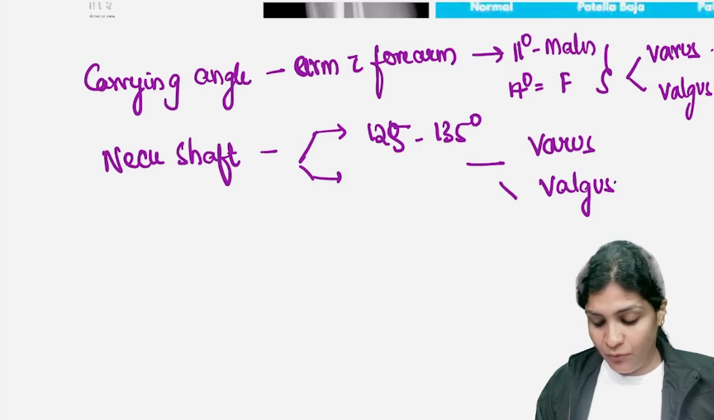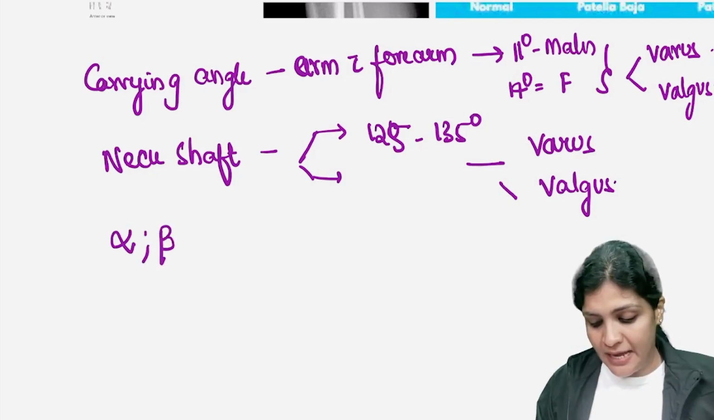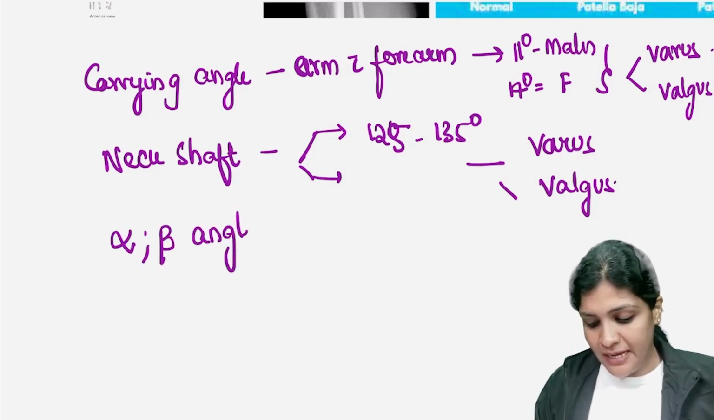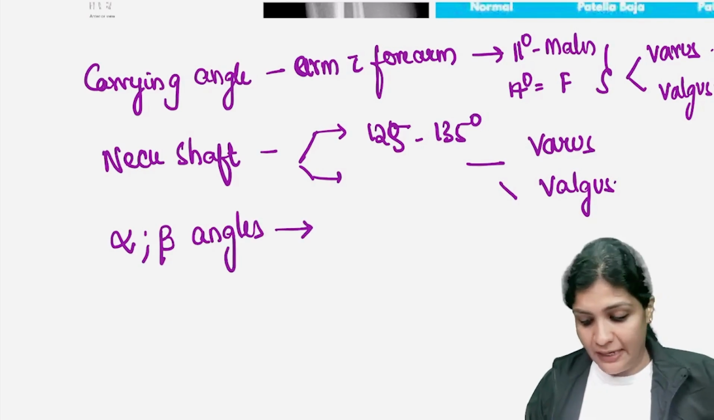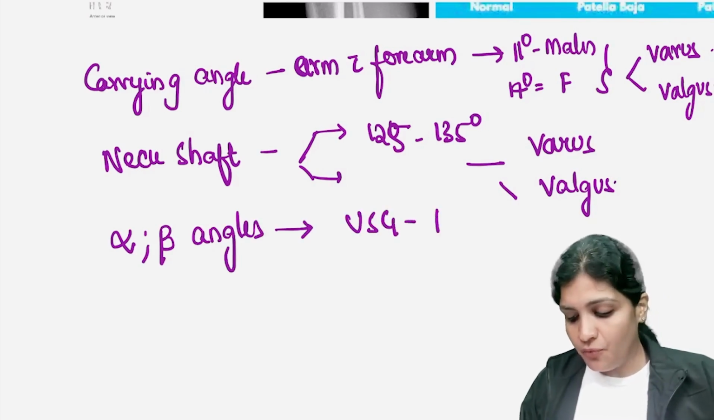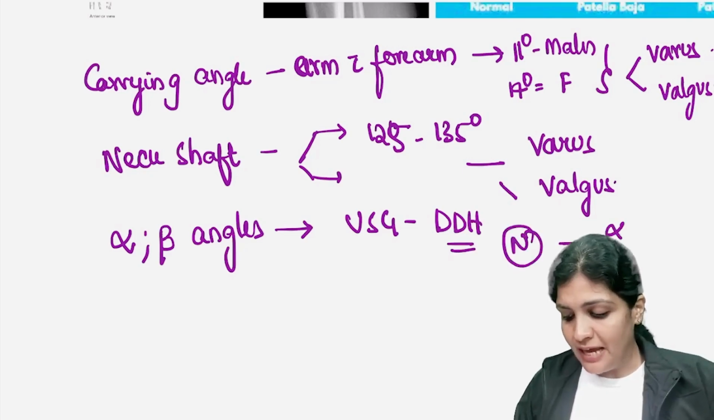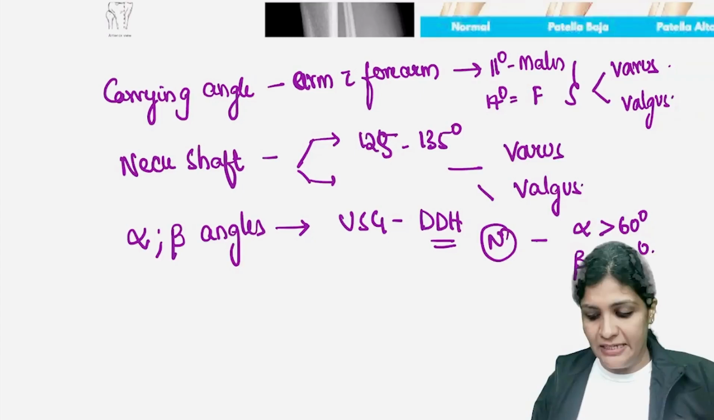And then we have what is called alpha and beta angles. Where are these alpha and beta angles seen? They are seen in ultrasound for diagnosing DDH. What is normal? Normal is alpha more than 60 degrees, beta less than 55 degrees. Anything abnormal is DDH, right?